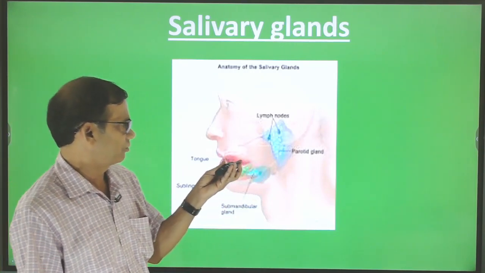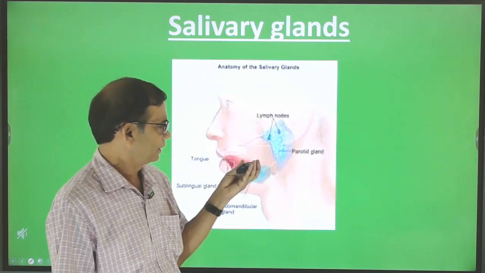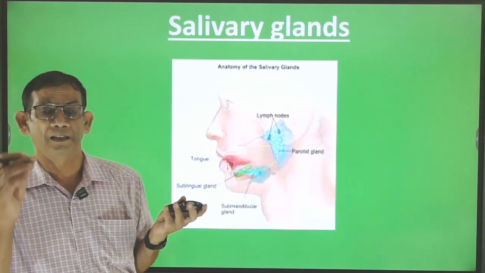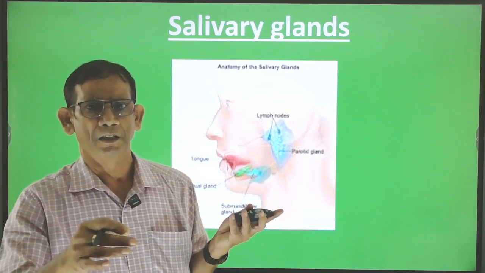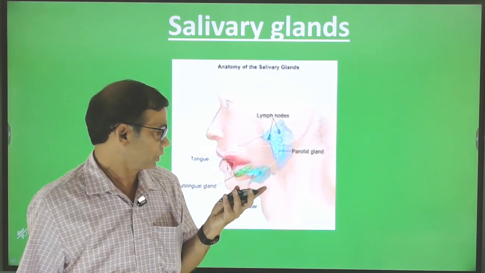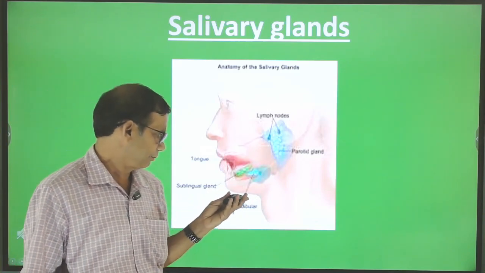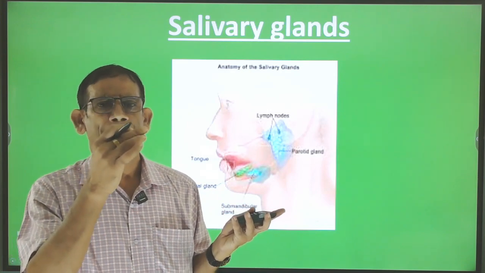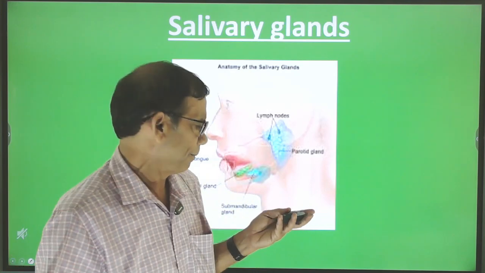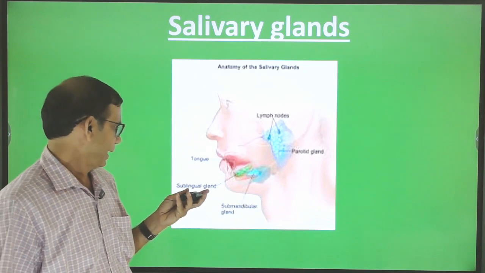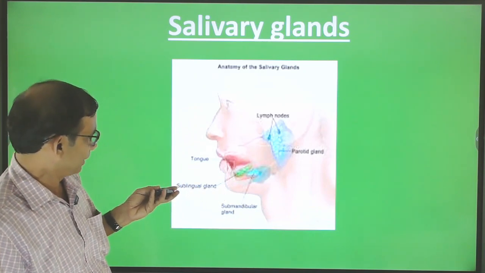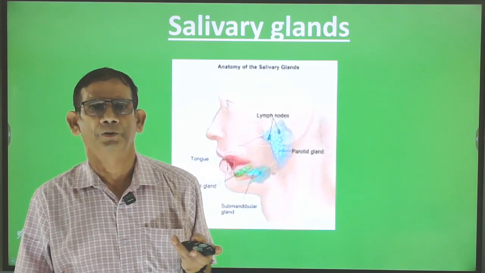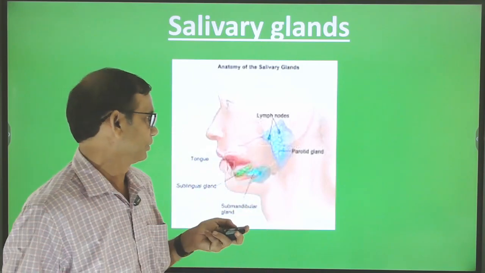In the case of the parotid gland, it opens into the mouth near the second molar tooth by the Stenson duct. The next one is the submandibular gland. It secretes saliva in the lingual portion by the Wharton duct, and the sublingual gland secretes its secretion through the duct of Rivinus in the mouth.